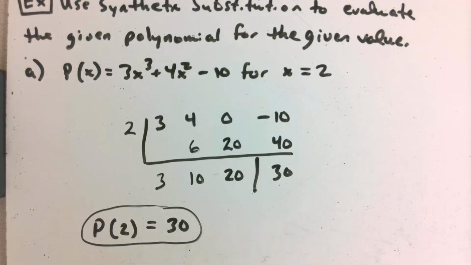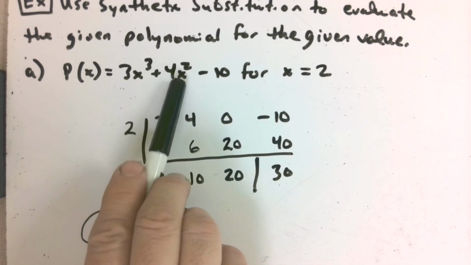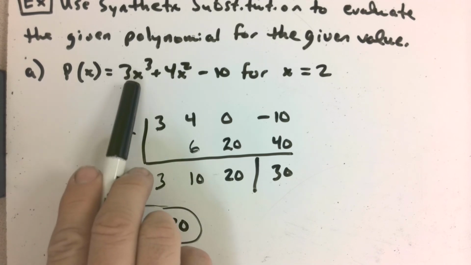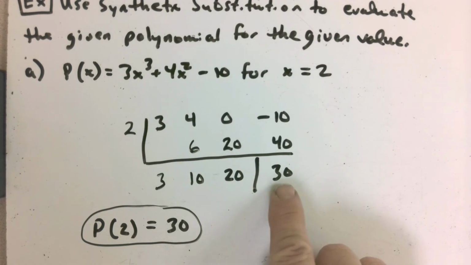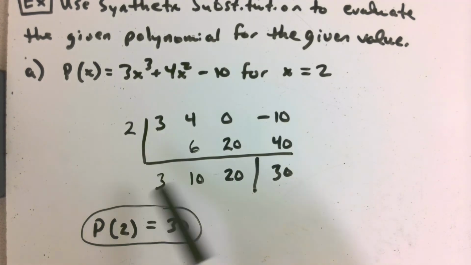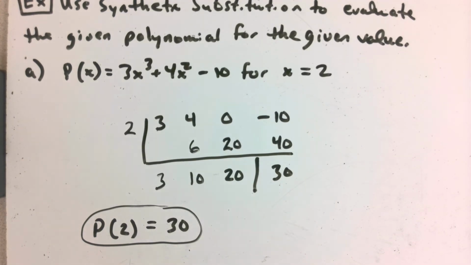It is, by the way, the same answer you would get if you took 2 and you substituted it in for the x's. If you did 3 times 2 cubed plus 4 times 2 squared minus 10, you would get 30. So synthetic substitution is another way of going through and evaluating. By that I mean plugging a number in and calculating a value. And that value ends up being the remainder. So it's another way of doing a substitution. Instead of directly substituting in, we're using synthetic division, so they do call it synthetic substitution.